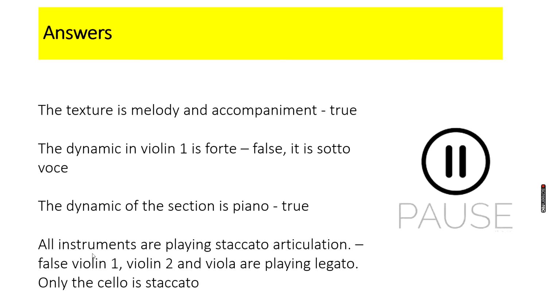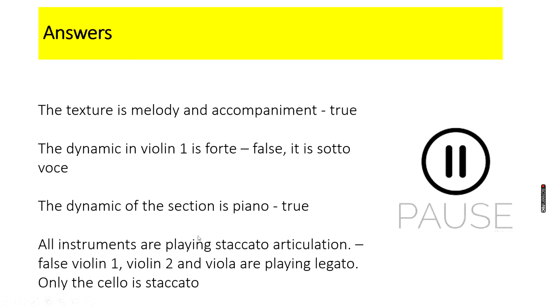Here are the answers. Hopefully you worked out that the texture is melody accompaniment. That was true. You probably worked out that the dynamic in violin 1 is forte. You've probably worked out that that is false. It is actually sotto voce, which means it is a whisper. The dynamic of this section is piano, and that was true.